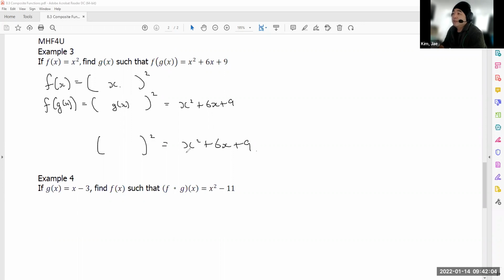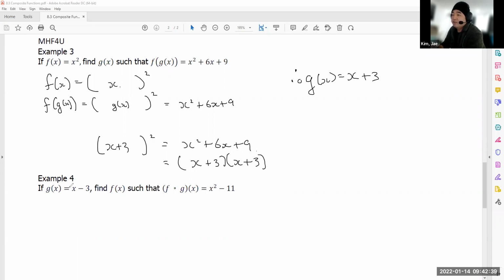The answer? I'm hoping you noticed that x squared plus 6x plus 9 is a perfect square trinomial. If you factor this, it's x plus 3 times x plus 3. In other words, this is x plus 3 squared that gives you this final answer. Therefore, g of x is x plus 3. That's pretty much it.